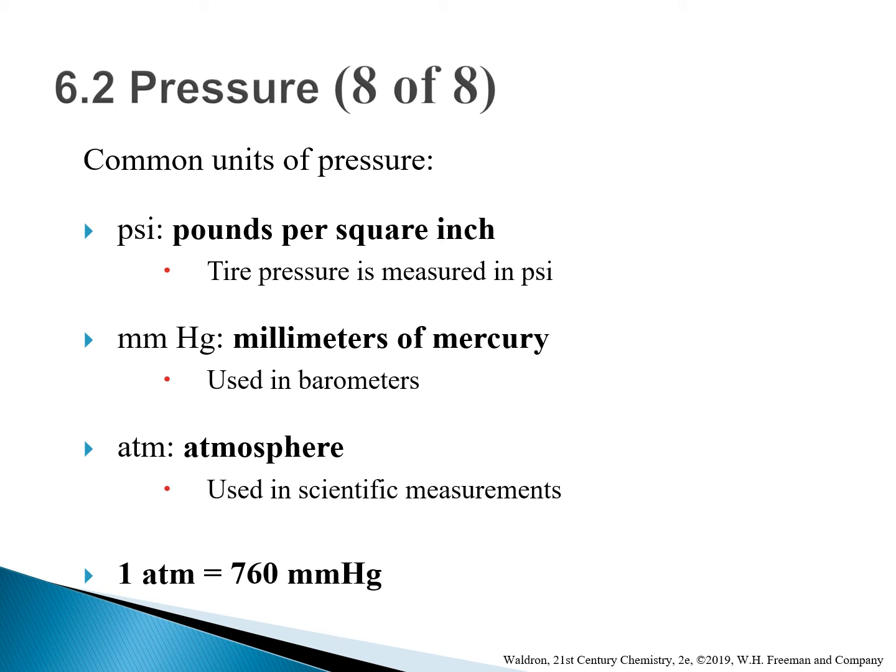Here are some common units of pressure. The first one is PSI, pounds per square inch. It is commonly used in measuring tire pressure in the US. The next one is millimeters of mercury, which we use in barometers. And the last one is ATM, called atmosphere. It is used in scientific measurements. And it's also given that 1 ATM is equal to 760 millimeters of mercury.